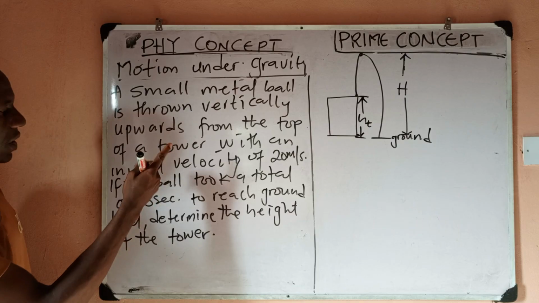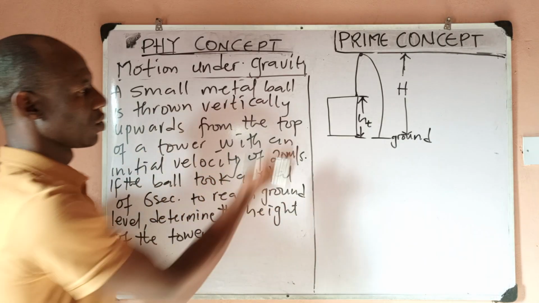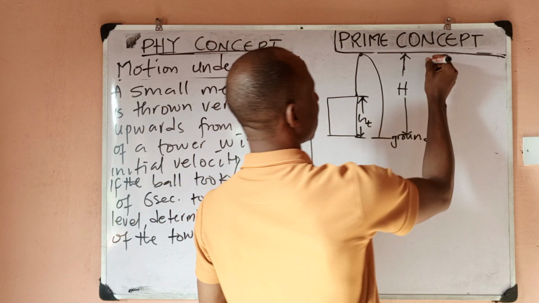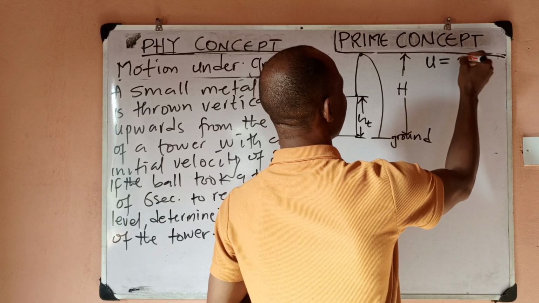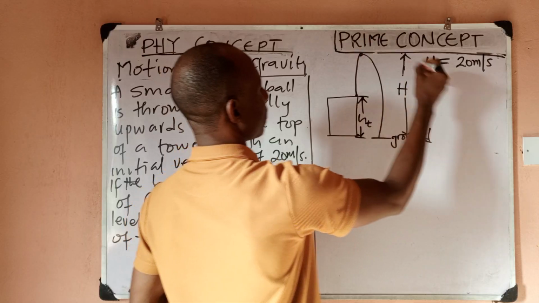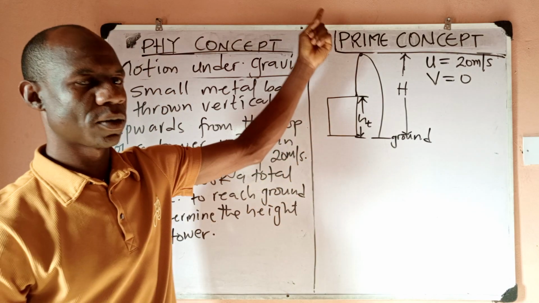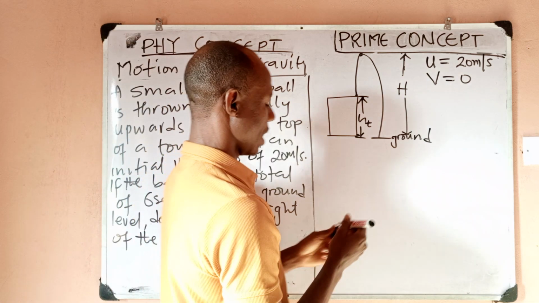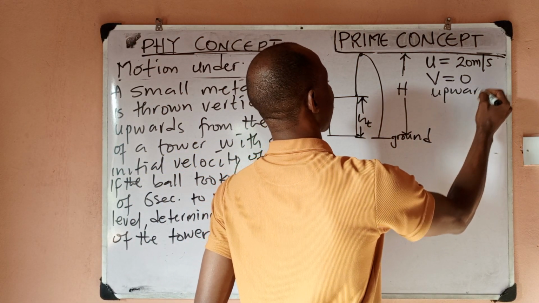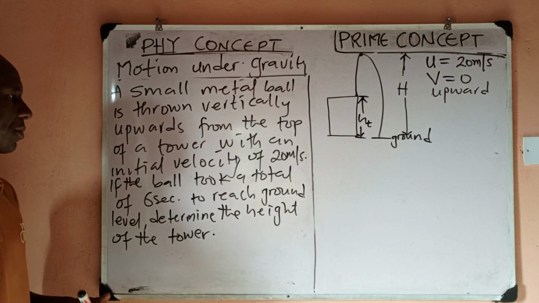Now, from the top of a tower with an initial velocity of 20. So for this first part of the motion from this tower upwards, it moved with an initial velocity u of 20 meters per second. Of course, you know that for this first part of the motion, v is 0. When it is thrown up, v is 0. So I think I should write it for the upward motion. Those are the parameters we have.